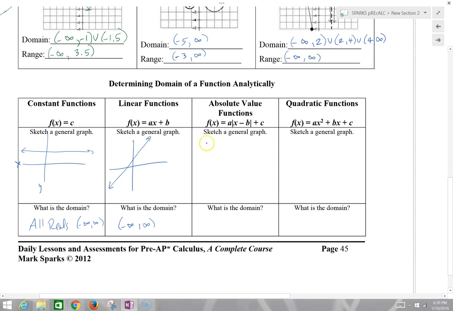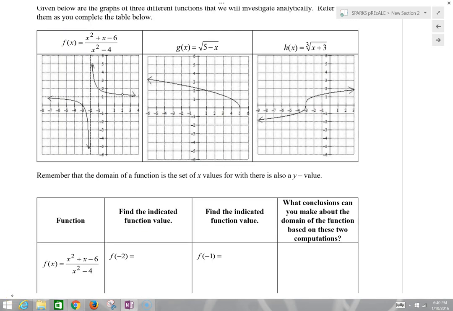Absolute value functions tend to look like this. Domain is all reals. Range is not all reals for this one either, or this one. But the domain is. A quadratic function. Quadratics, well, if a is negative, it would look like that. The range is not all reals, but the domain is. Negative infinity to positive infinity. Alright, so we need to look at these functions when we are answering the questions down below.